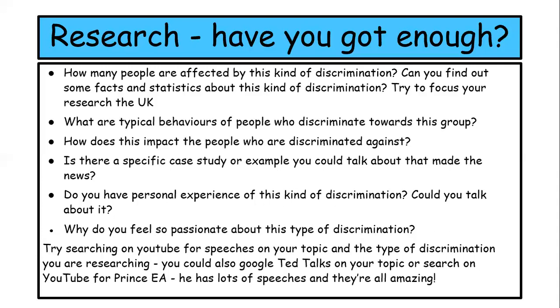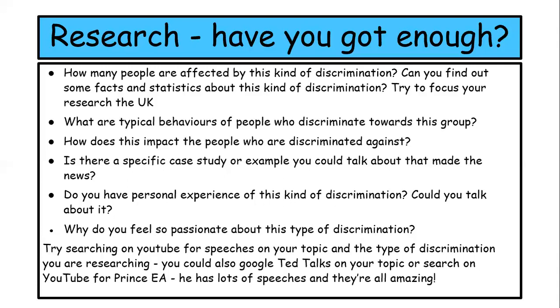Think about the typical behaviours of people who discriminate towards this group. So what do people do if they are racist or sexist or ageist? Think about the typical types of behaviours, so you would need to research that. Then think about how people are impacted by this discrimination. So that's going to follow on from your previous research.